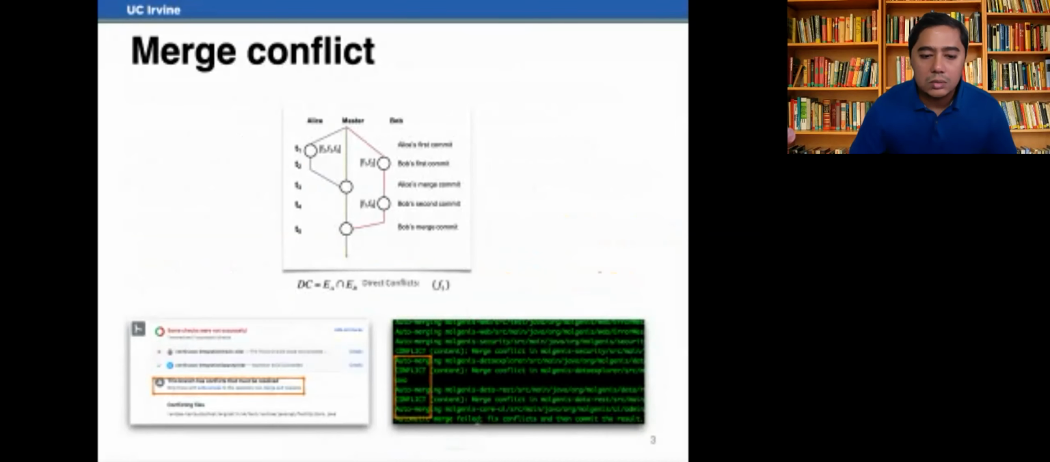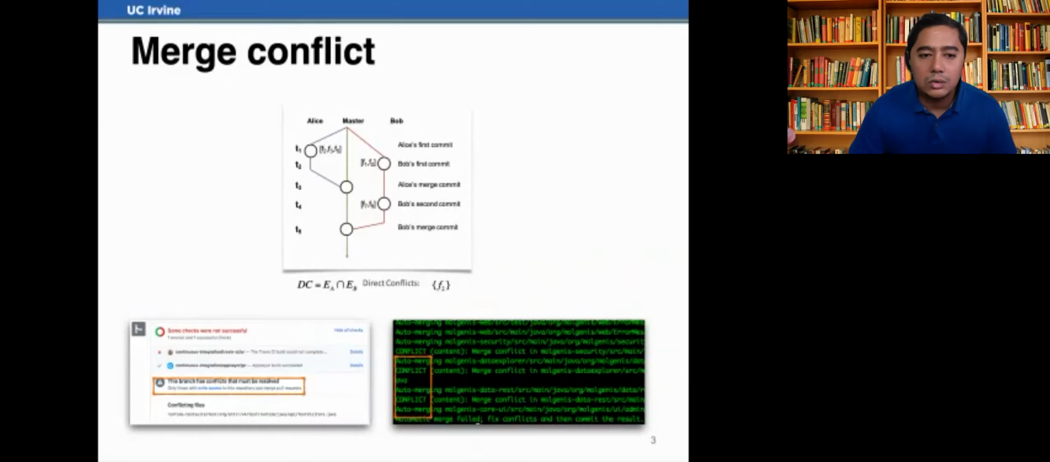Now, along with this collaborative software development, there are some negative side effects. Merge conflict is one such negative side effect. So what is merge conflict? A merge conflict is something that happens when multiple people try to modify the same piece of code simultaneously.